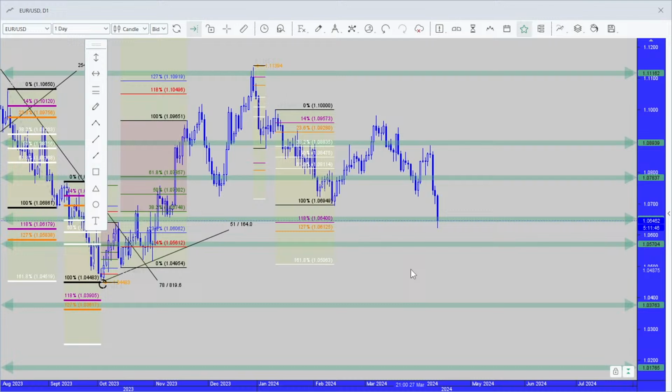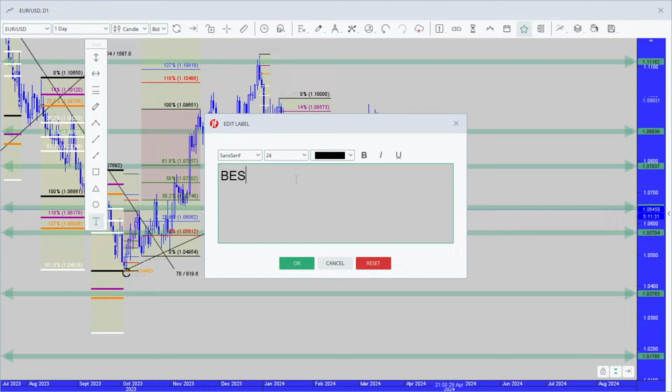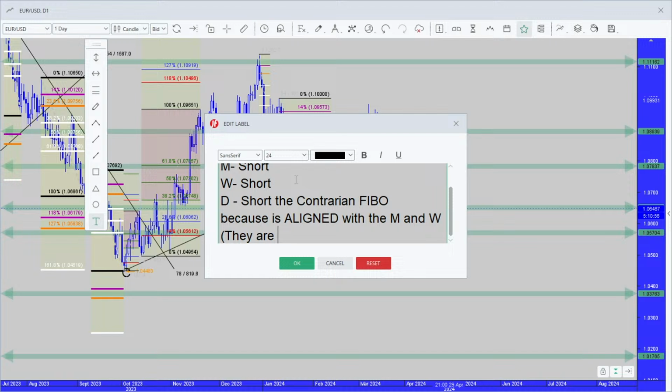See, everybody, in conclusion, listen up, in conclusion, the best alignment. Now AUD USD and NZD USD, those were easy. Euro dollar, best alignment, monthly short, weekly short, daily short the contrarian Fibonacci, because is aligned with the monthly and weekly. They are going in the same direction.